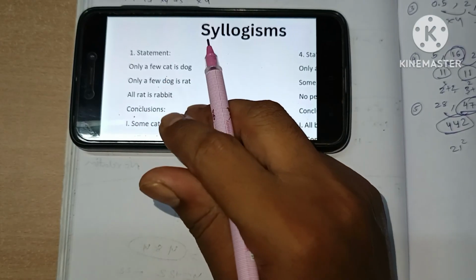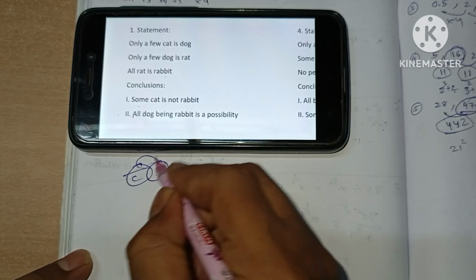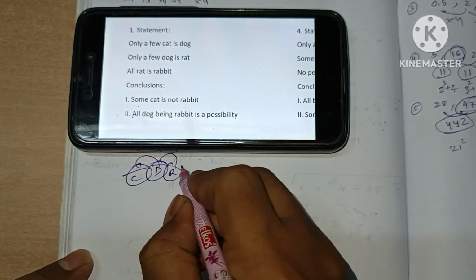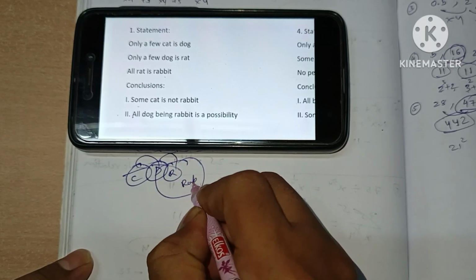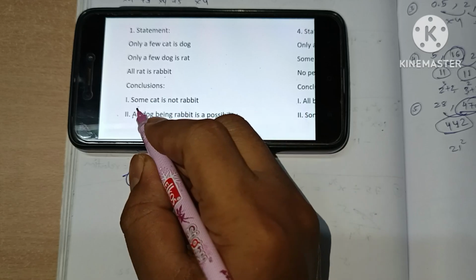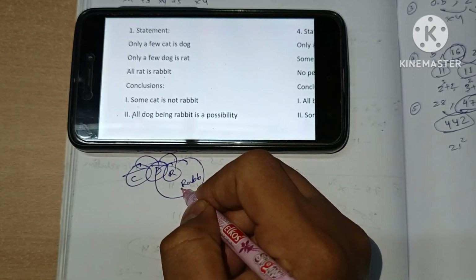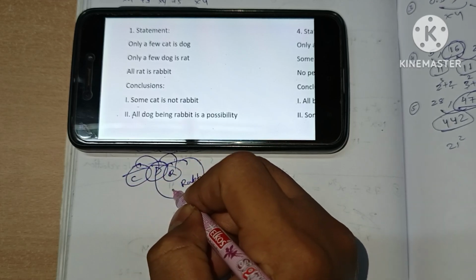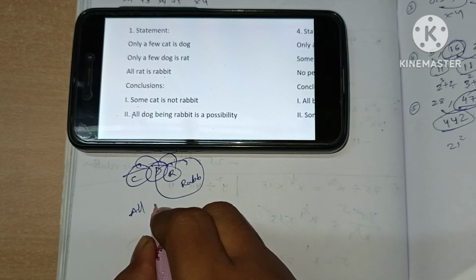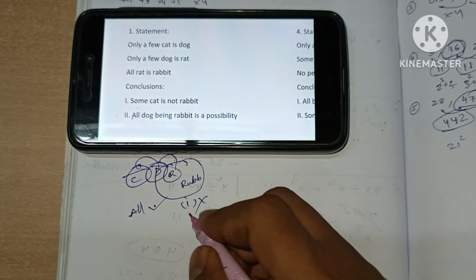Now we are going to see syllogisms. First question, only a few cat is dog, only a few dog is rat, all rat is rabbit. Let's see conclusions. Some cat is not rabbit. We check all cat can be rabbit. All cat inside rabbit. Can we place that? It is possible. If a diagram is possible, it means the all case is possible here. All case is true means the some not case will be false. So the first conclusion will be false.